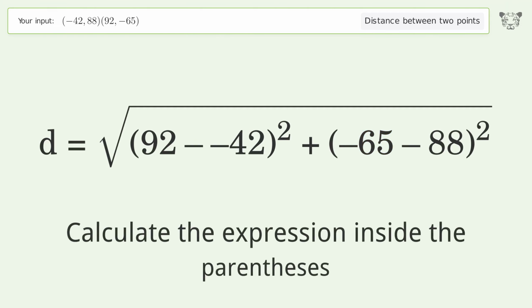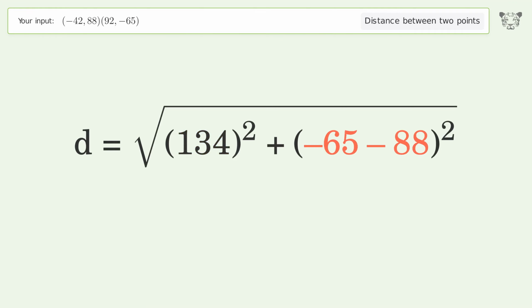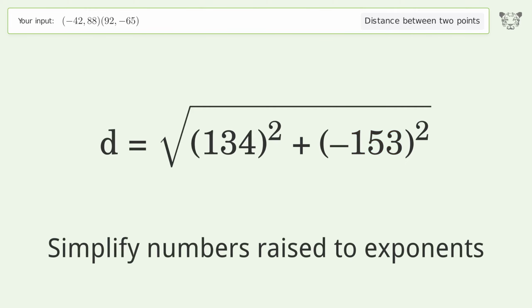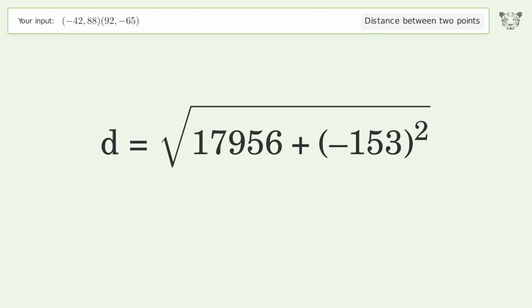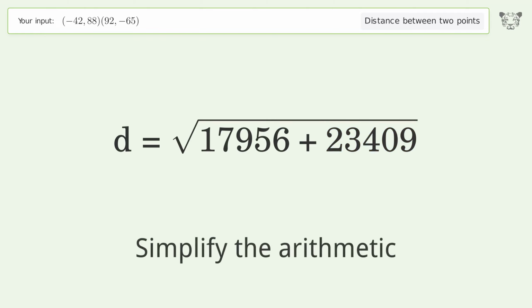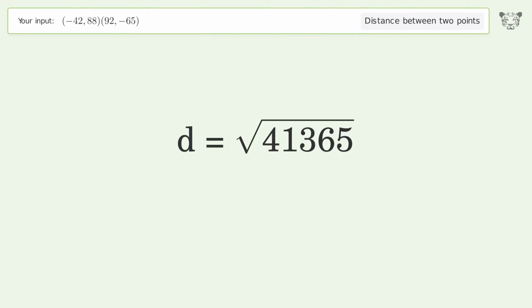Calculate the expression inside the parentheses. Simplify numbers raised to exponents. Simplify the arithmetic. And so the distance between the 2 points is the square root of 41,365, or 203.384.